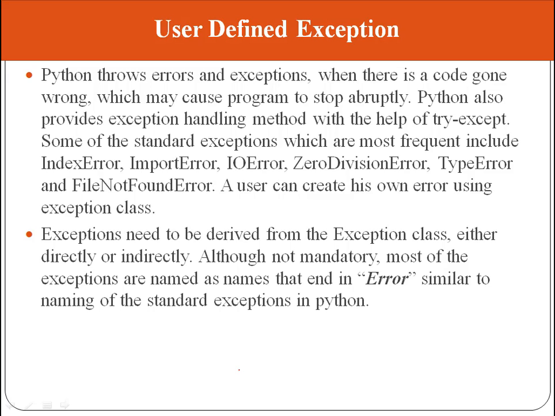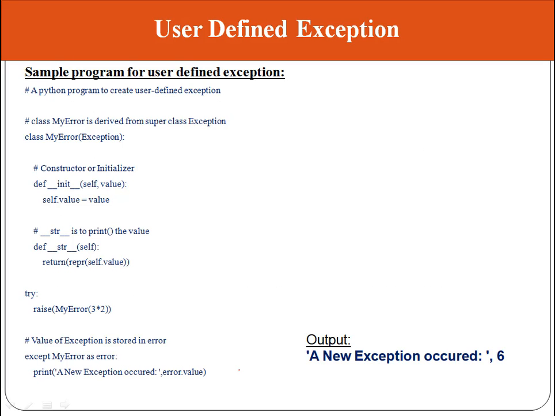So the user can create his own error using the exception class. Exceptions are derived from the exception class either directly or indirectly. Although not mandatory, most of the exceptions are named with a name that ends in error, similar to the naming of the standard exceptions in Python. So this is how the user can define. So this is class MyError exception.